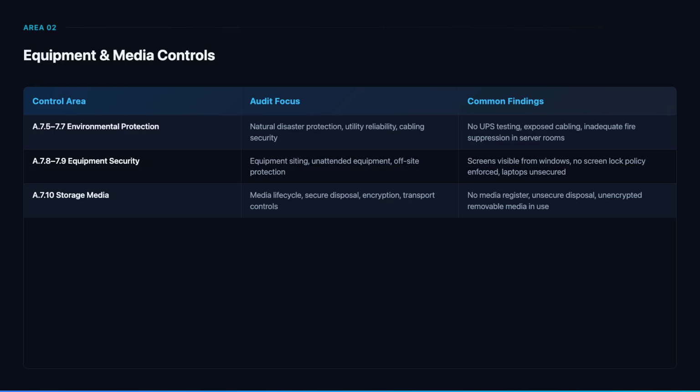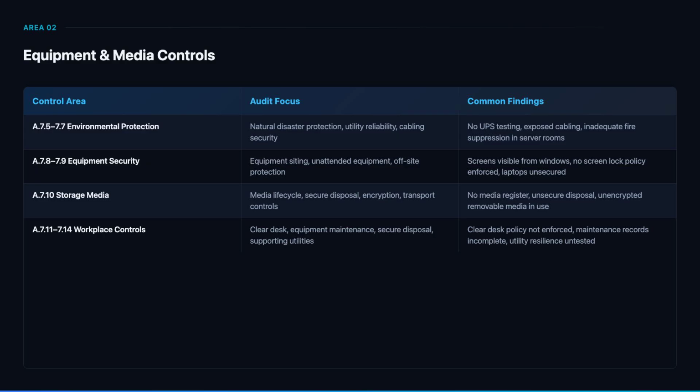For A.7.10, verify controls throughout the storage media lifecycle including use, transport, and disposal. Check that a media register exists, that media is encrypted when containing sensitive information, that transport uses secure methods, and that disposal is verified. Common findings include no formal media register, disposal by regular waste bins rather than certified destruction, and unencrypted USB drives in circulation.